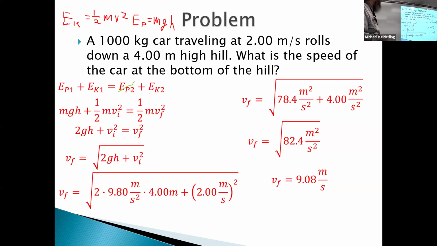And with these simple kinetic and potential formulas, mass will always cancel out, which is one of the nice things. There are other ways to have potential energy. So like if a spring is involved, mass will not cancel out. But in these cases, it does.